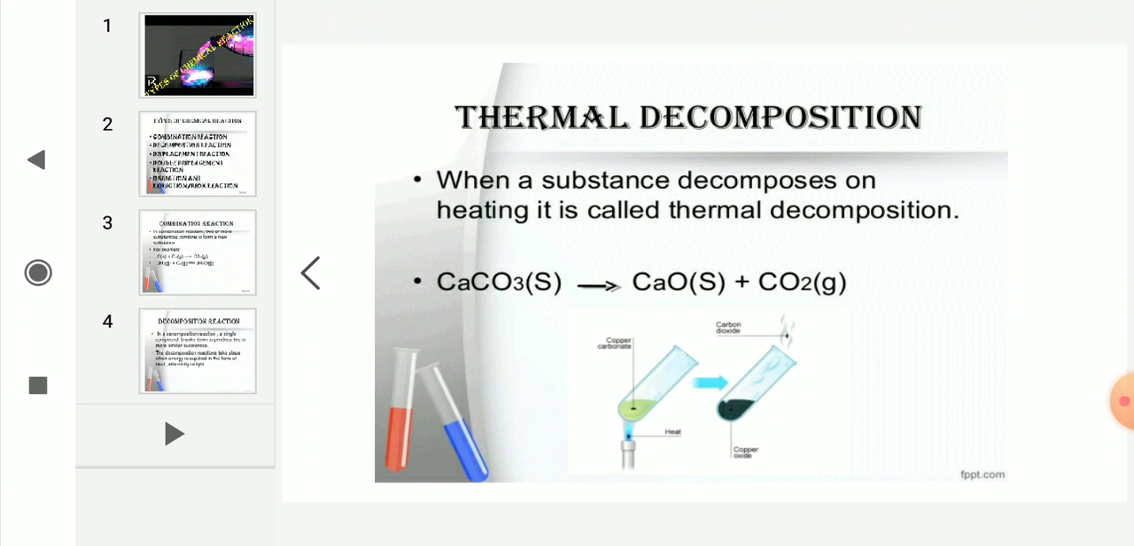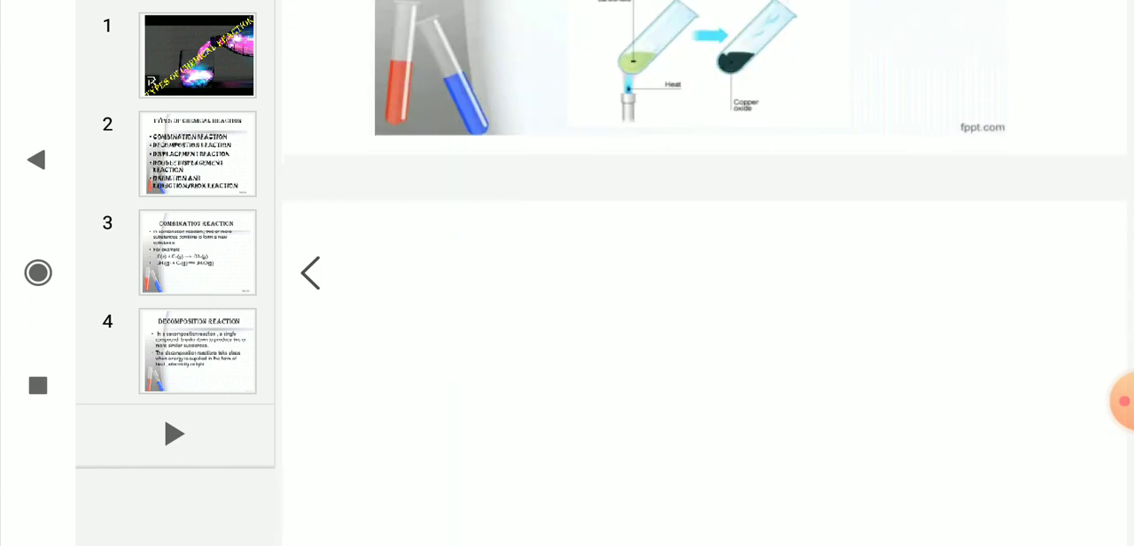When a substance decomposes on heating, it is called a thermal decomposition. The example here is calcium carbonate in a solid state that decomposes to calcium oxide plus carbon dioxide. Calcium oxide is in the solid form and carbon dioxide in the gaseous form. CaCO3 decomposes to calcium oxide plus carbon dioxide.